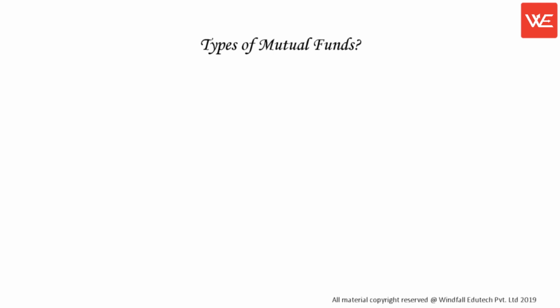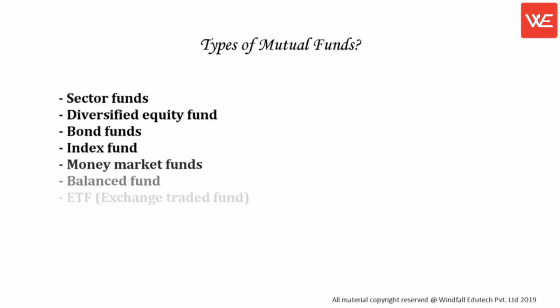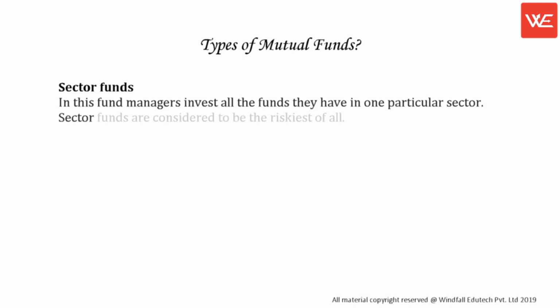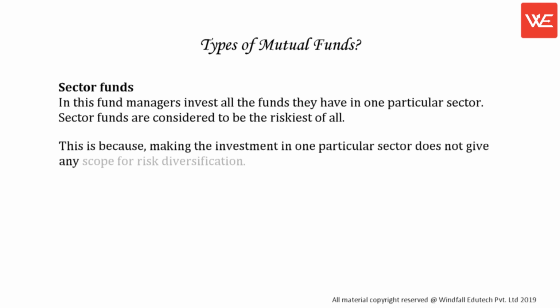Types of mutual funds: sector funds, diversified equity fund, bond funds, index fund, money market funds, balanced fund, ETF, exchange-traded fund, FOF, fund of funds. Sector funds. In this fund managers invest all the funds they have in one particular sector. Sector funds are considered to be the riskiest of all. This is because making the investment in one particular sector does not give any scope for risk diversification.